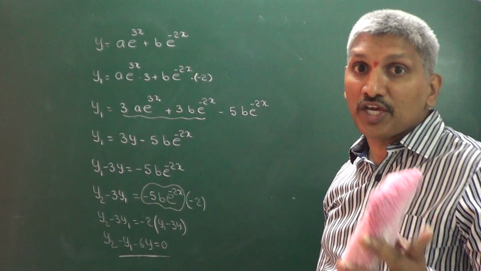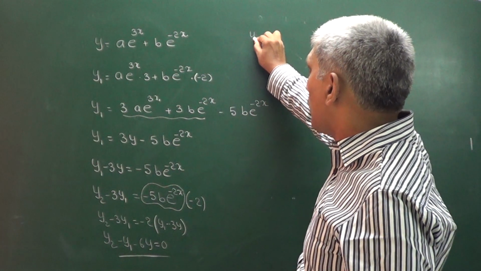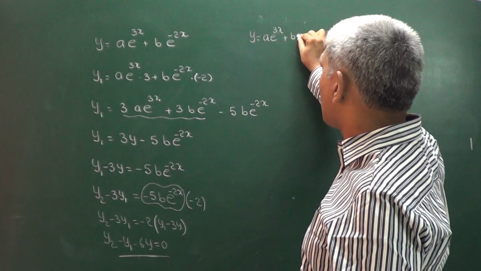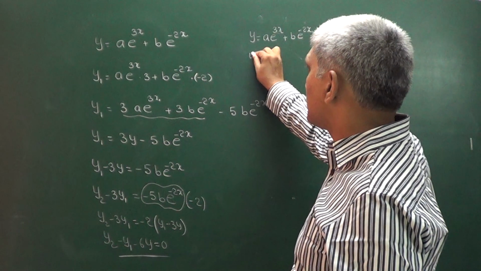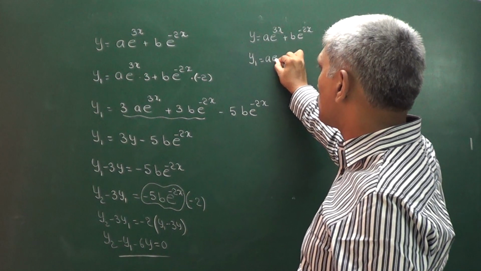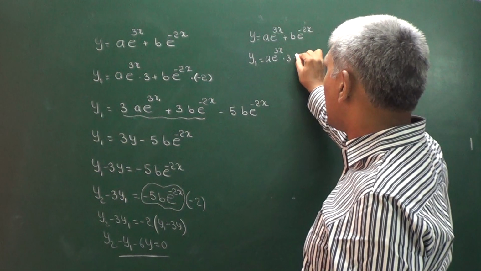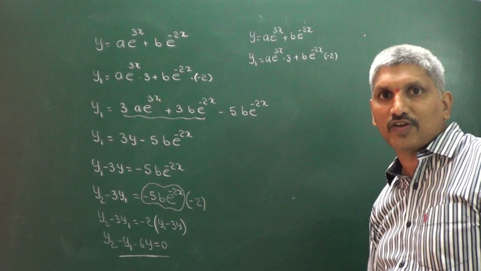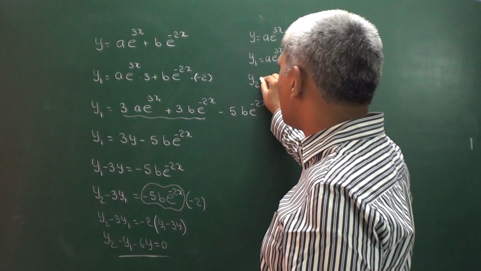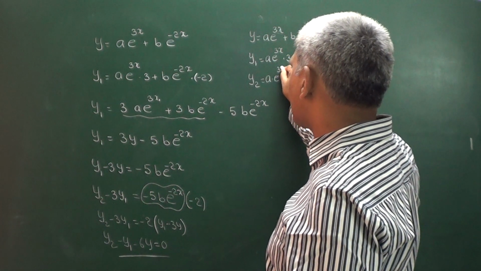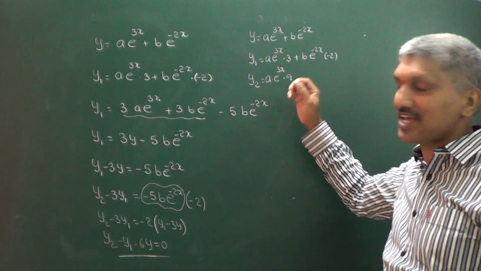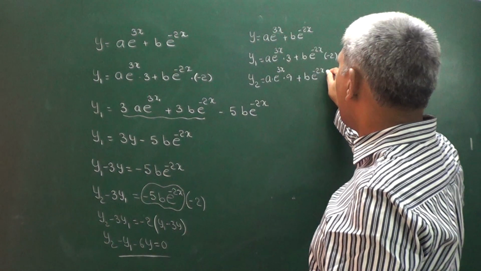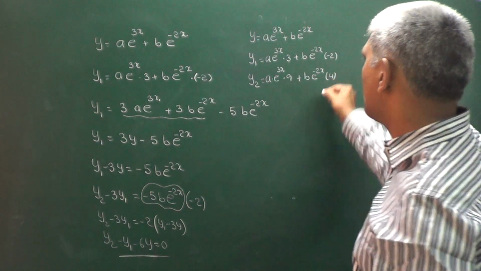The same question I am doing in another way. All of you observe here. What we got? y is equal to a into e to the power of 3x plus b into e to the power of minus 2x, that is y. Again differentiate this one. y1 is equal to a into e to the power of 3x into 3 plus b into e to the power of minus 2x into minus 2. That is the first differentiation. Come on, do the differentiation again. y2 is equal to a into e to the power of 3x into 9, because the differentiation of 3x gives 3 again, so 9, plus b into e to the power of minus 2x into minus 2 into minus 2, which becomes 4.